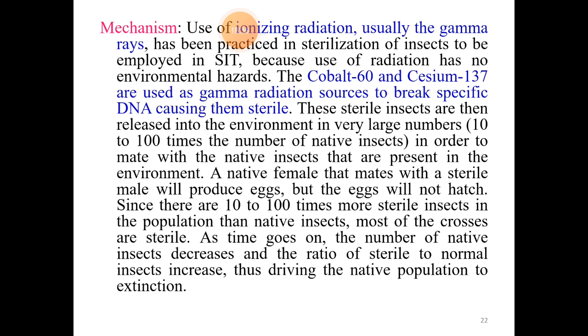Now, these sterile males are released into the environment to have the mating process with the native female insects, which are otherwise non-sterile. So the eggs of females, if at all they produce, those eggs will not hatch at all because they carry the DNA which is said to be broken. Thus, the number of native insects will start decreasing, leading to a condition of extinction.